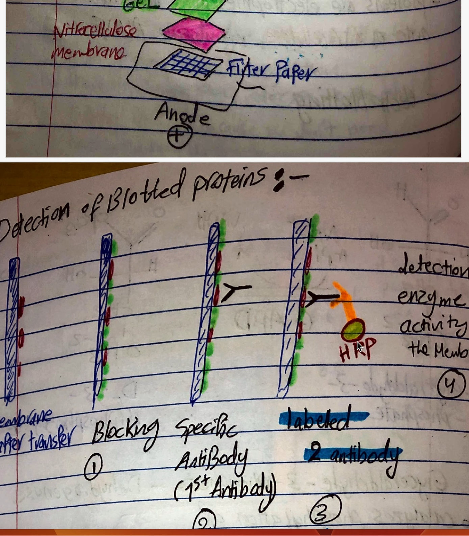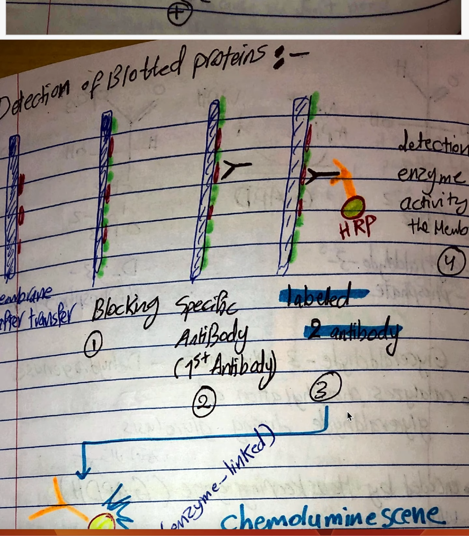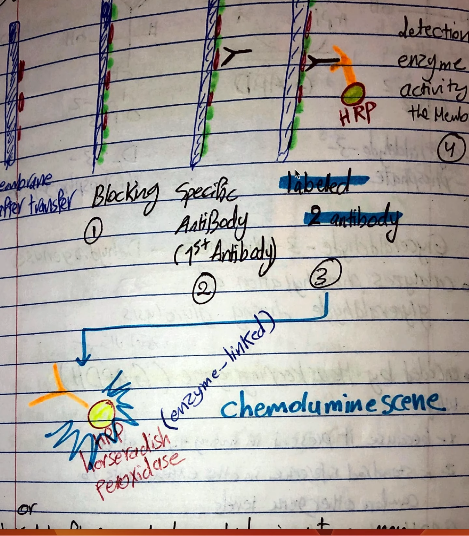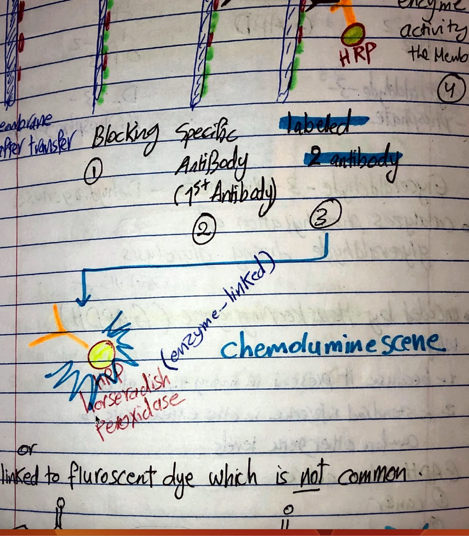So we detect it by fluorescence or by light. We can say it's a labeled second antibody. So here is the first antibody, and here is the second antibody. We use something called horseradish peroxidase, and that will lead to the formation of light.